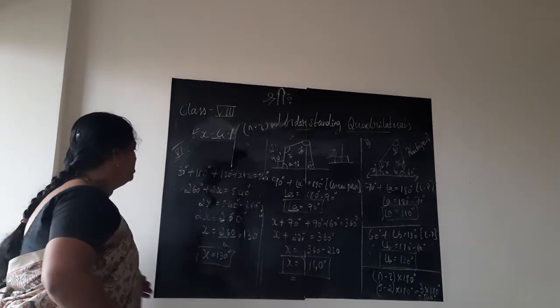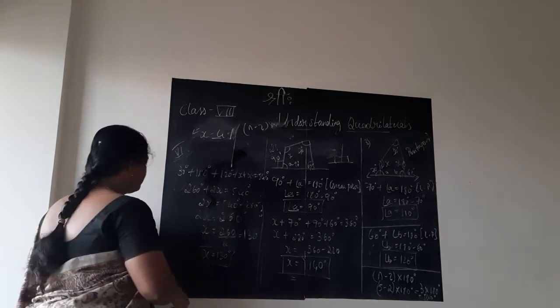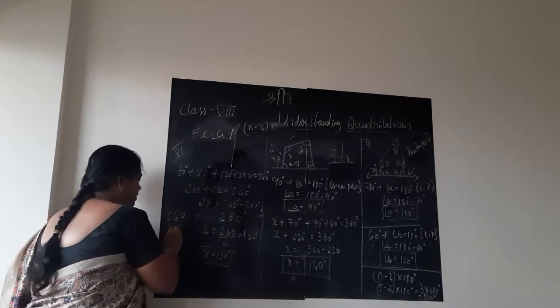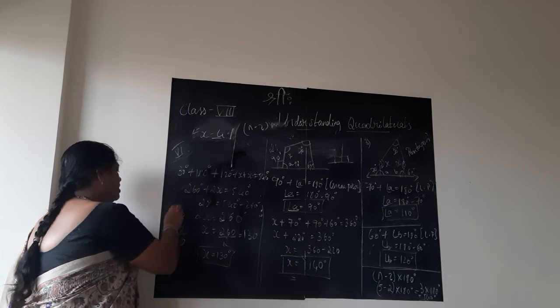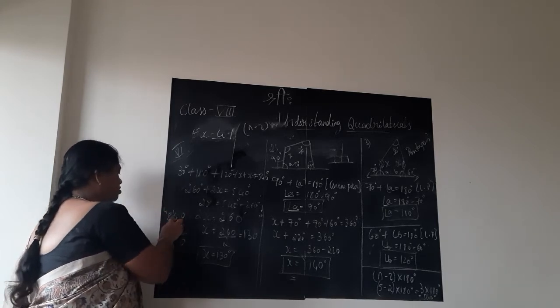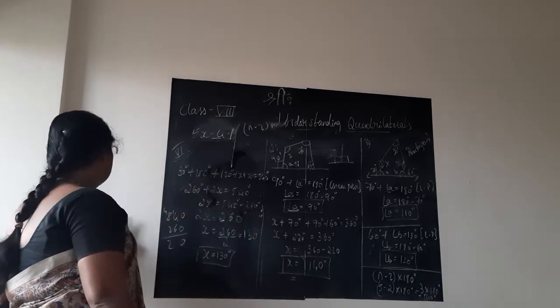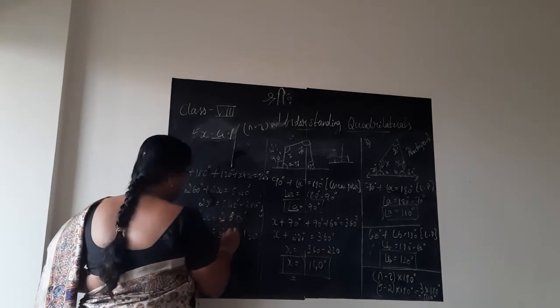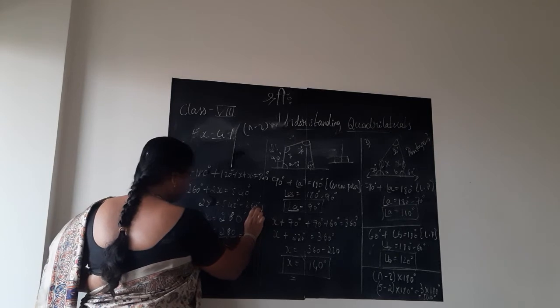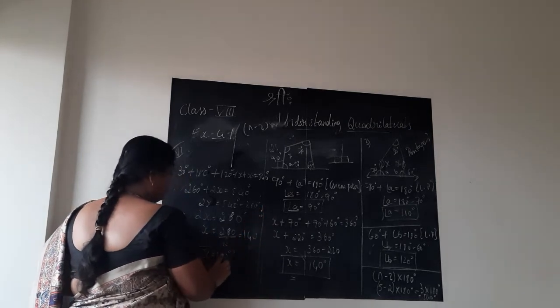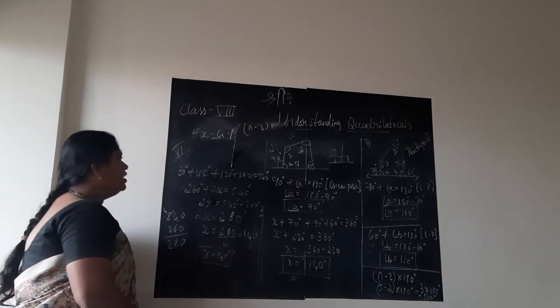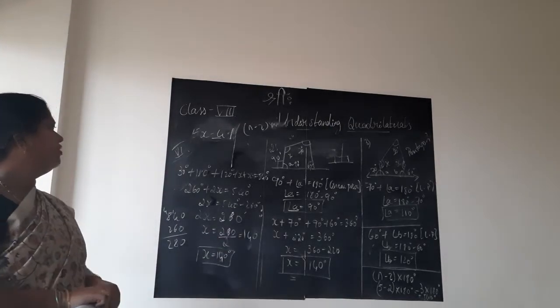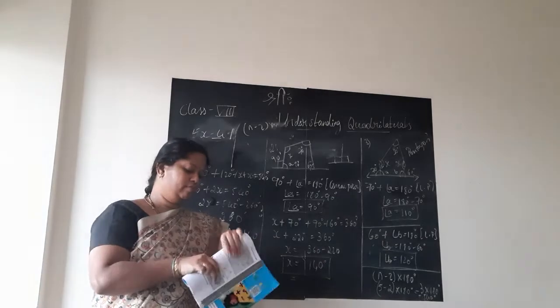Am I right? 540, 260, 0. 4 minus 2, 2. 14 minus 6. Oh, it is 8, children. Sorry, 280. 280, so 2 1s are 2, 2 4s are 8, 0. So x is 140 degrees. Hence we find the value of x. That is how you will solve.